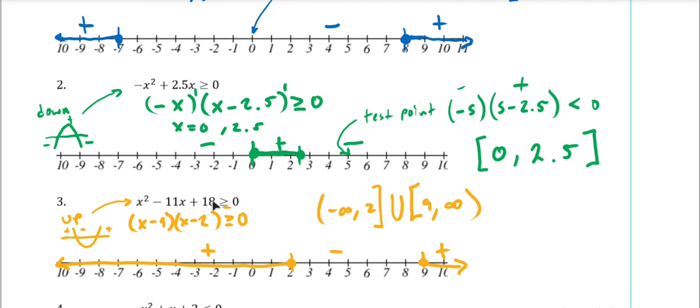Well, let's even just look at the first equation. If I plug in 0, I get 18, which is indeed positive. So we know the distribution of signs will be positive, negative, positive by either of these two ways, test points or a quick sketch of the graph.